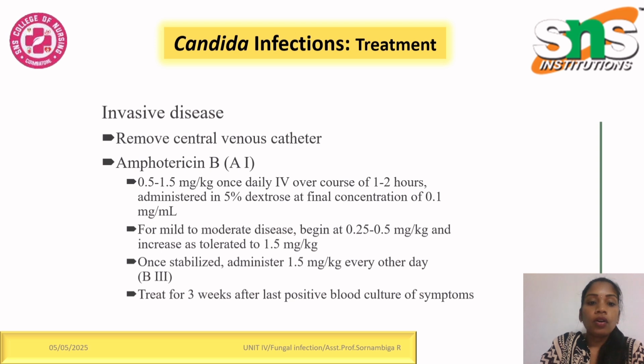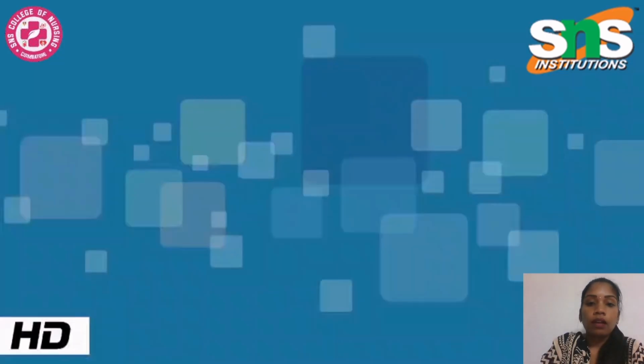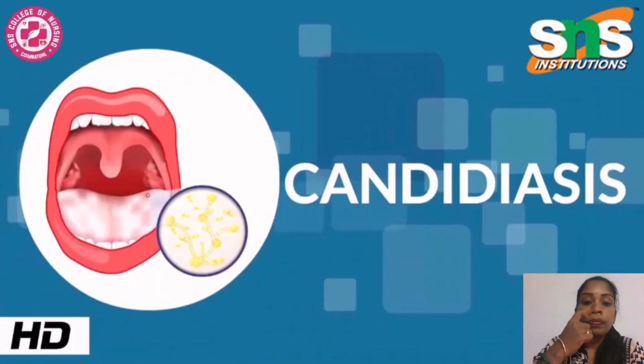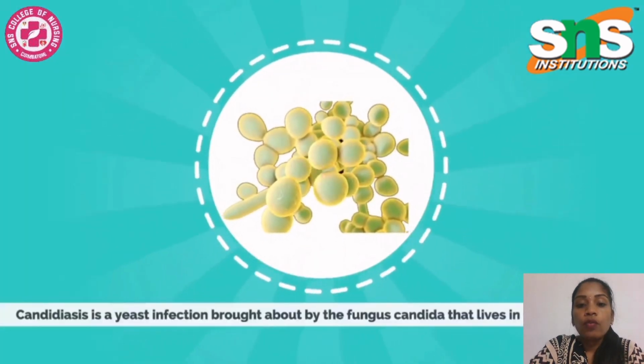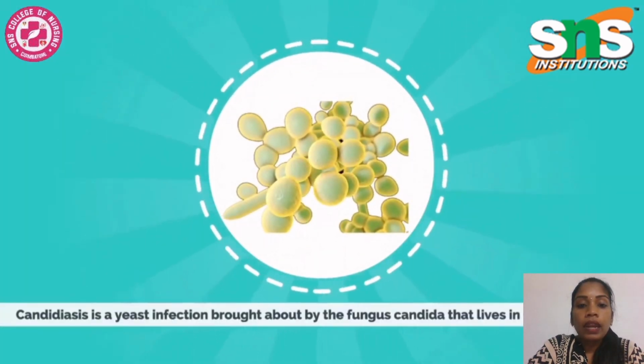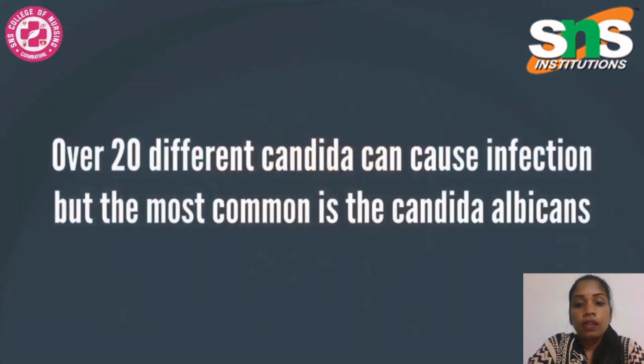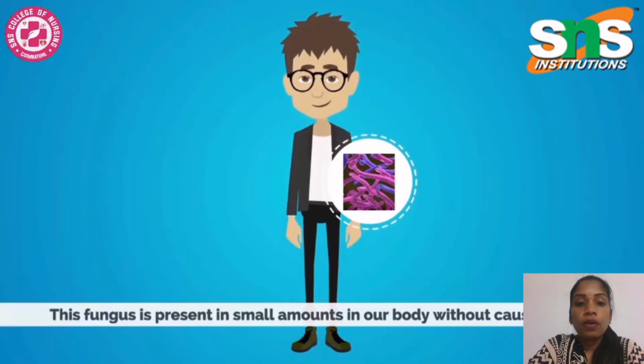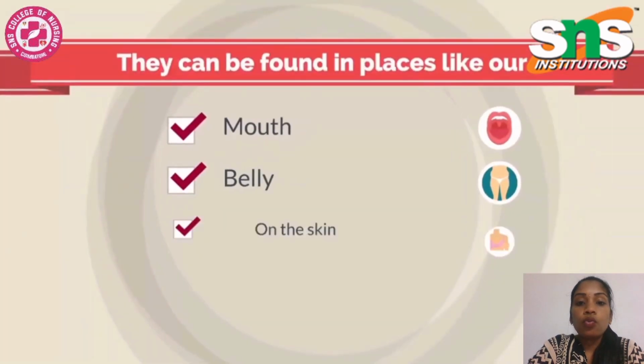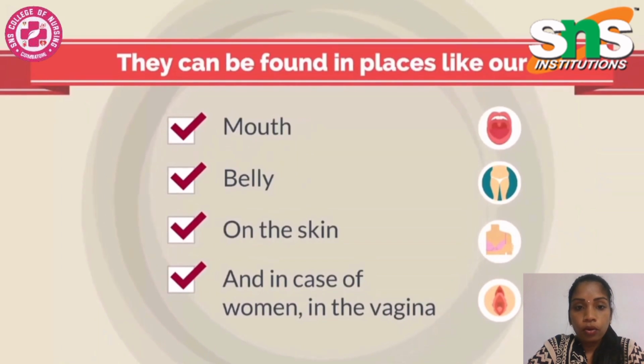Overall, Candida causes infections that include candidiasis, a yeast infection caused by a fungus. Candida lives in the human body and can cause over 20 different types of infections. It is most commonly present in small amounts in the body without causing harm, and can be found in places like our mouth, belly and skin. In women, the vagina is a suitable environment where the yeast can outgrow and multiply uncontrollably, causing pain and inflammation.